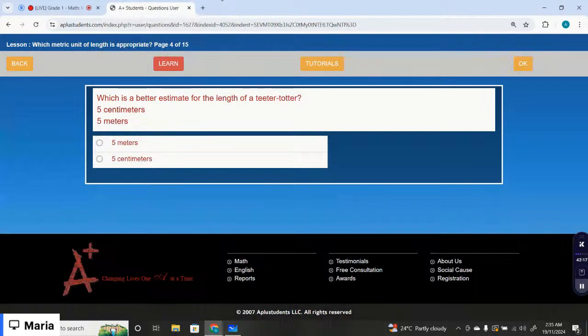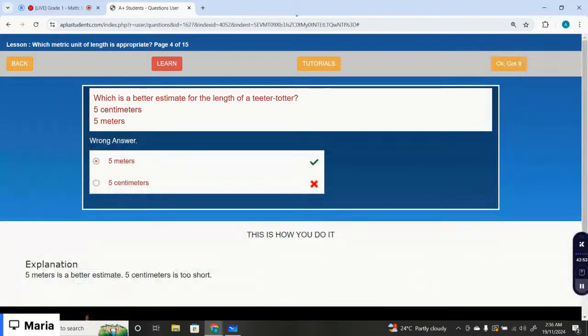Which is a better estimate for the length of a teeter totter? So which is the correct option? That is the length of a teeter totter, so it must be 5 centimeter. Option number two is the correct option. Oh, that is 5 meters. Sorry.